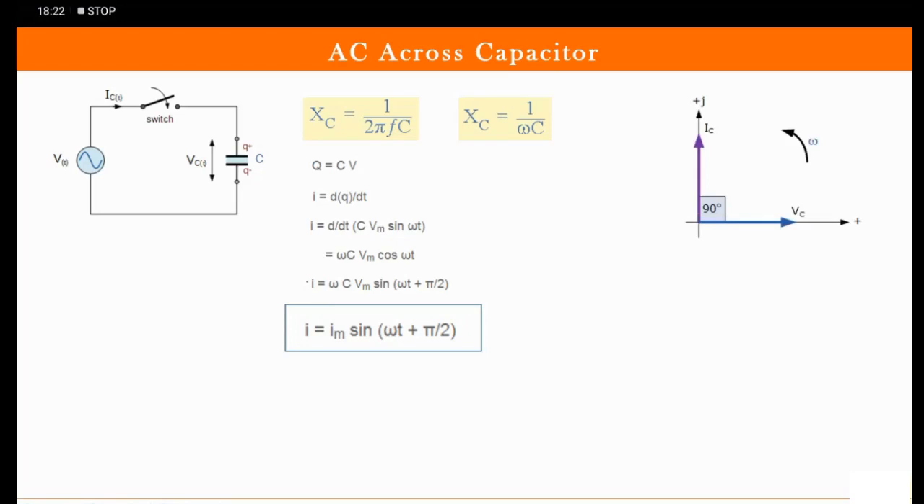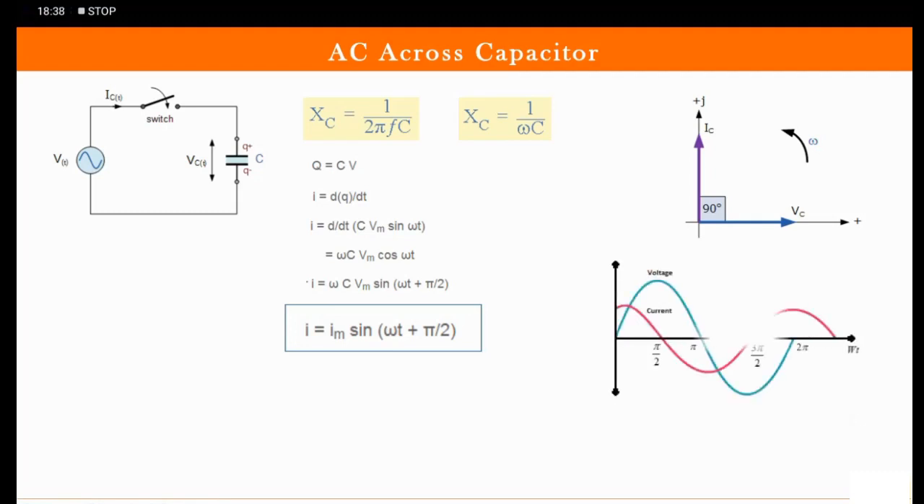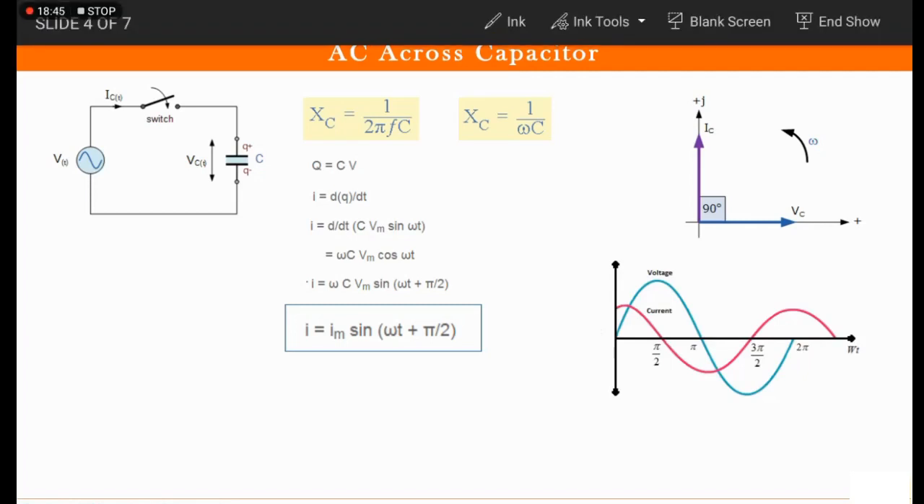Now it might appear the same to you, but in case of an inductor, the y-axis represented V and the x-axis represented I, whereas in case of a capacitor, the x-axis represents V and the y-axis represents I. Fine. So current leads the voltage by 90 degrees. And how does my waveform look like? It looks like this. Now you might wonder why it is looking like this. It appears to be similar.